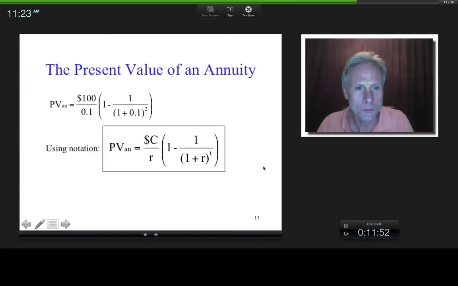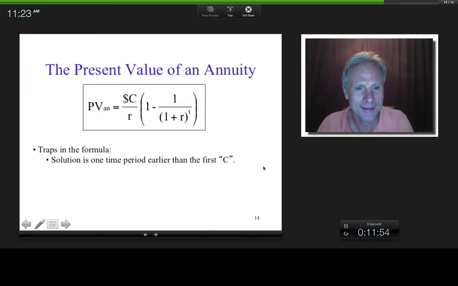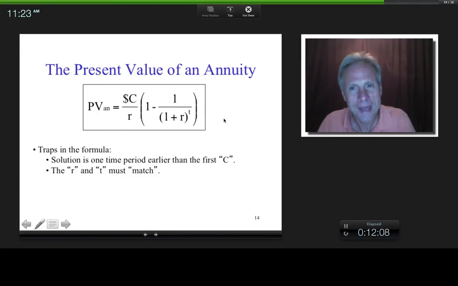So if we go back to where we were, what do you think another trap is? Again, if you call this a trap, this is true of any time value of money formula. And that is essentially that the R and the T must match or correspond. What do you think I mean by that?